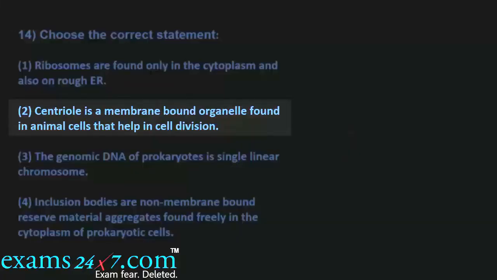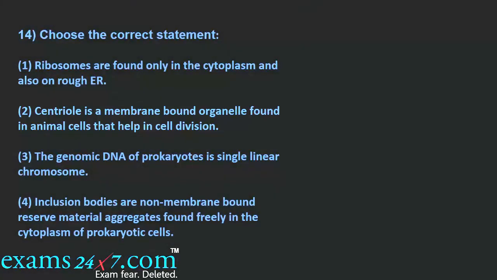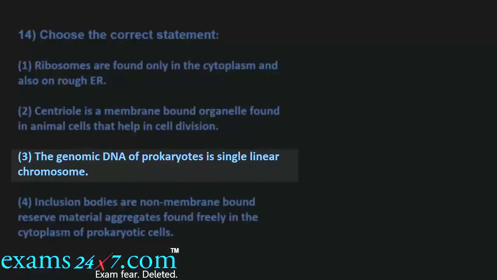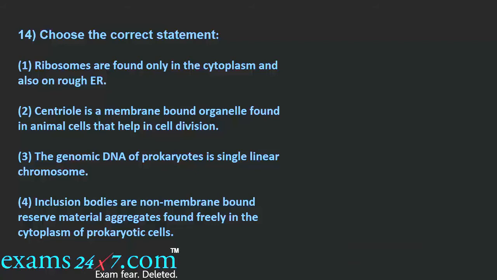Centriole is a membrane bound organelle found in animal cells that helps in cell division. Remember, centriole is a non-membrane bound organelle. Thereby, even this is wrong. The genomic DNA of prokaryote is a single linear chromosome. Genomic DNA, chromosomal DNA in case of prokaryote is single, correct, but it is not linear, it is circular. Thereby, option 3 is not an answer.